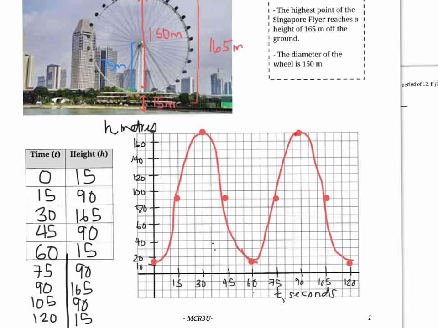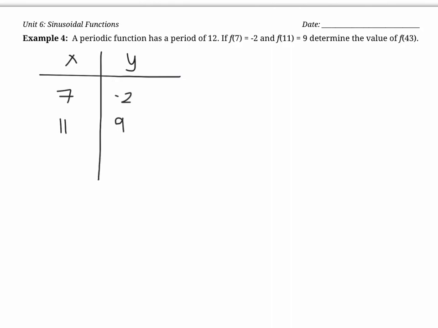So we don't have to just add the period to the start. We can add the period to any point we were given, and we're going to get that same y value again. So now let's come back to our problem. We're given the period is 12, and we're given these 2 points. If we keep adding 12 to 7 and keep adding 12 to 11, we're going to know what the points are because the y values are going to repeat. So if we keep adding 12 to both these numbers, hopefully we come to 43. If not, we're really in trouble.